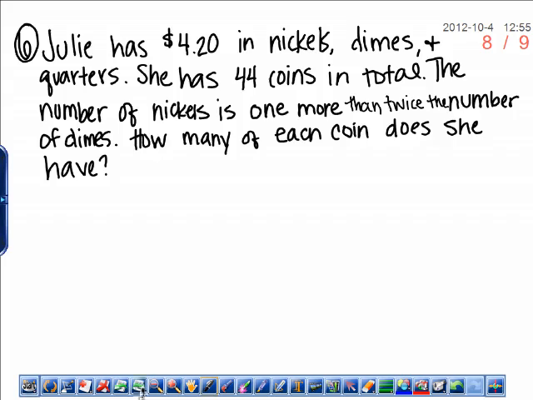Okay, use some abbreviations and jot this down. You can use N for nickels, D for dimes, and Q for quarters. Julie has $4.20 in nickels, dimes, and quarters. She has 44 coins in total. The number of nickels is one more than twice the number of dimes. How many of each coin does she have?